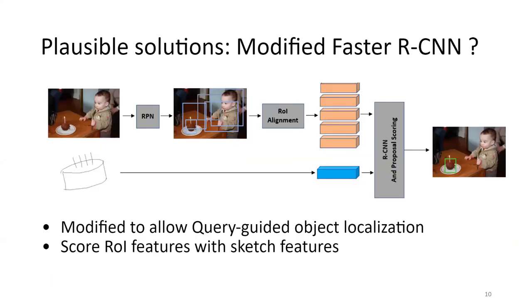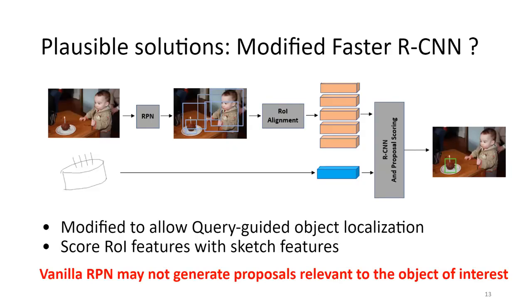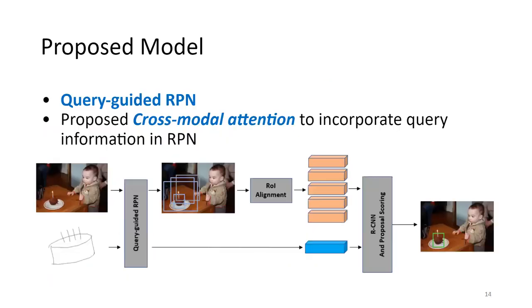Vanilla Faster RCNN can be modified to allow query-guided object localization. After the region of interest proposals are generated, these are scored with the sketch query to generate localizations. But is it enough to solve the problem? No, because vanilla RPN does not use the query information for generating region proposals, and therefore it may not generate proposals relevant to the object of interest.